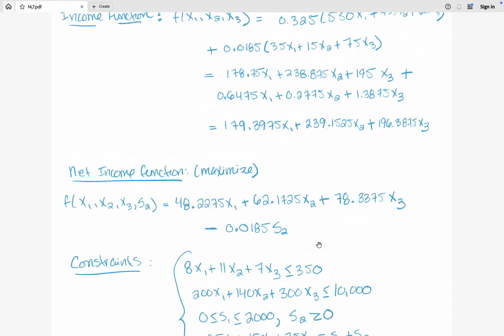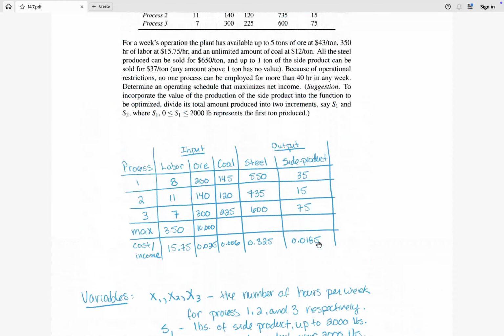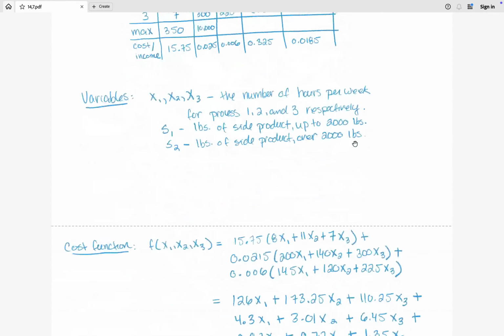And then it also told us in the problem that any one process could not be used for more than 40 hours in 1 week.